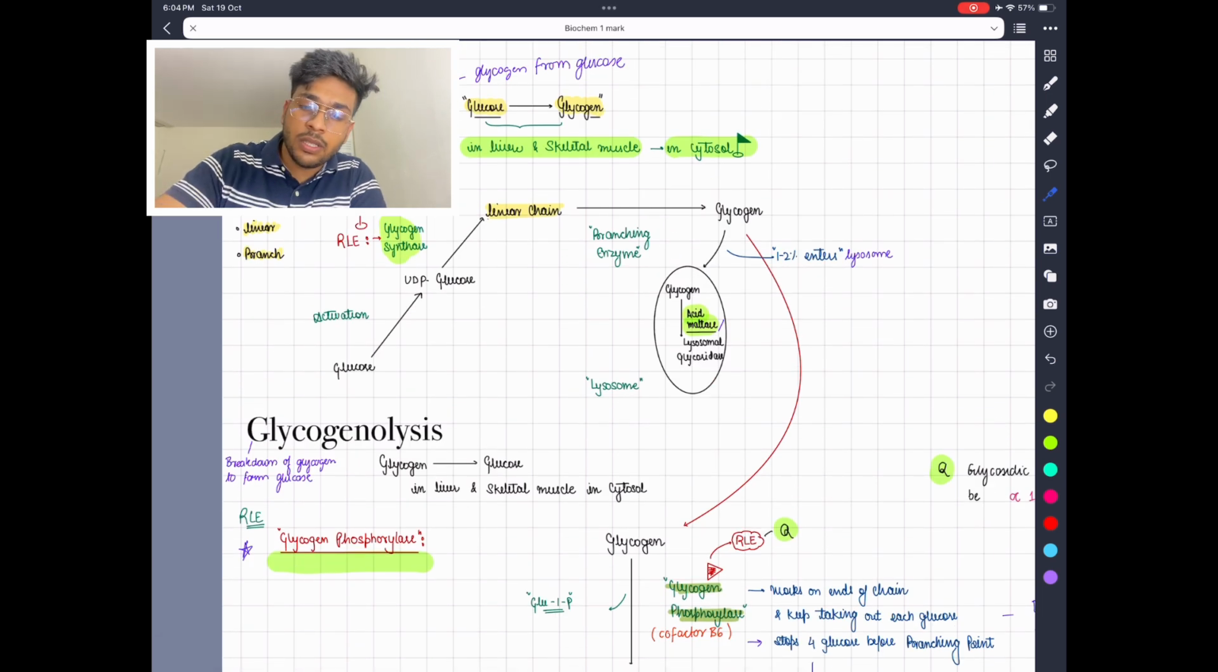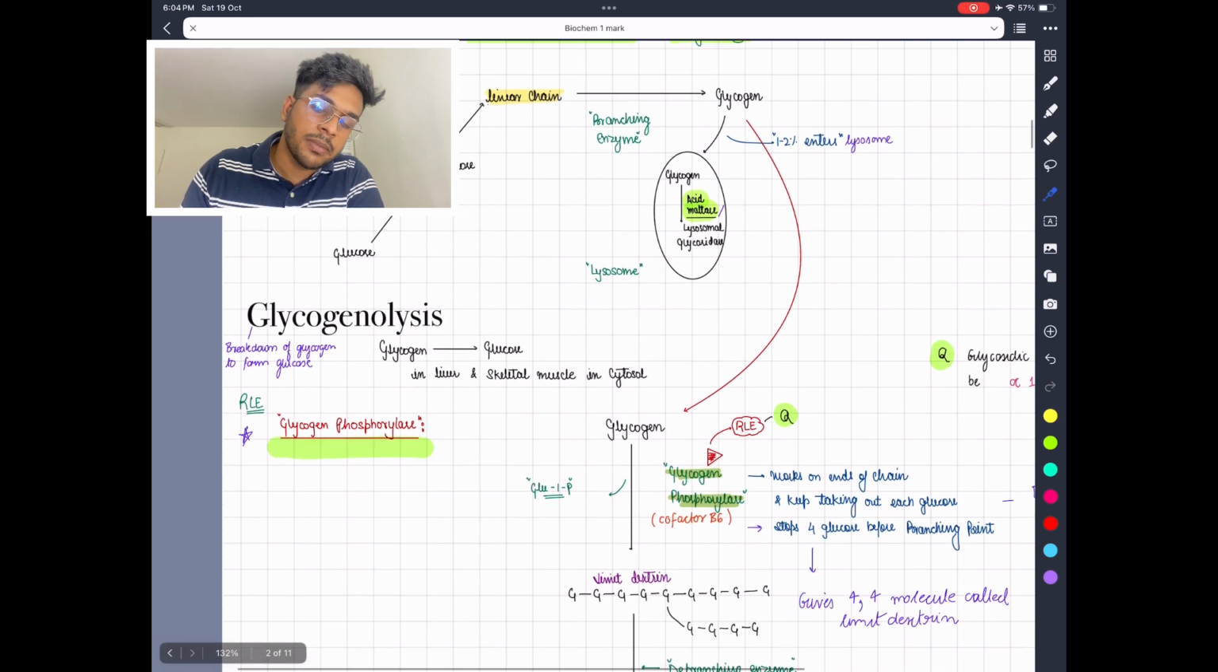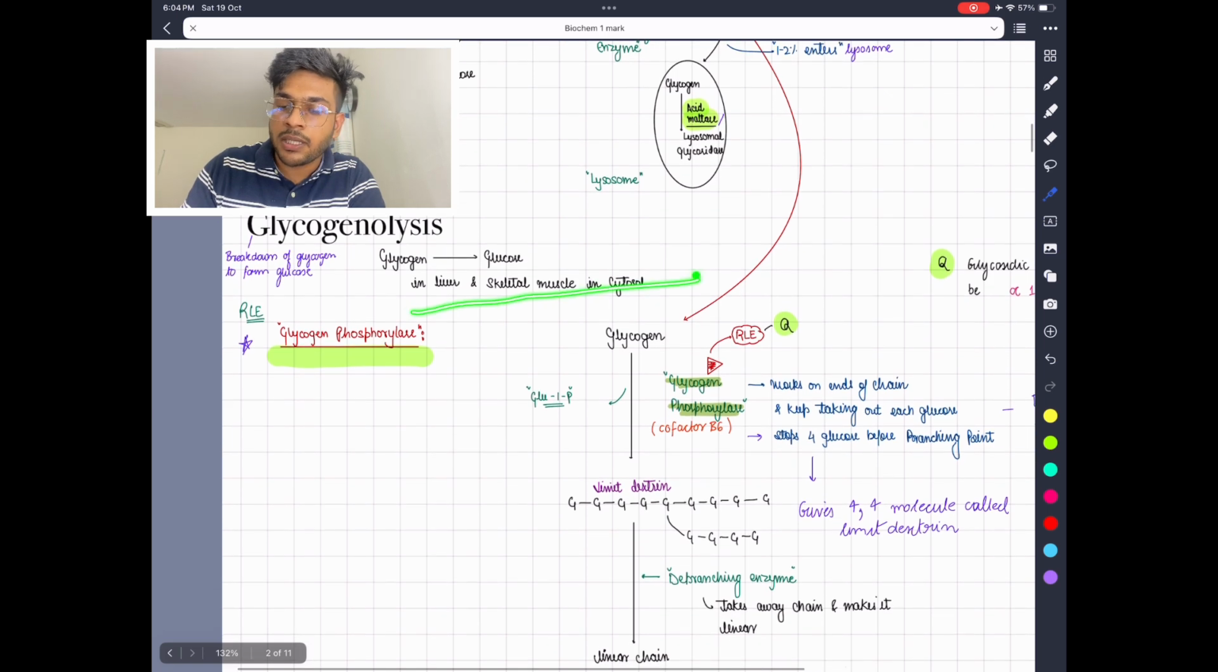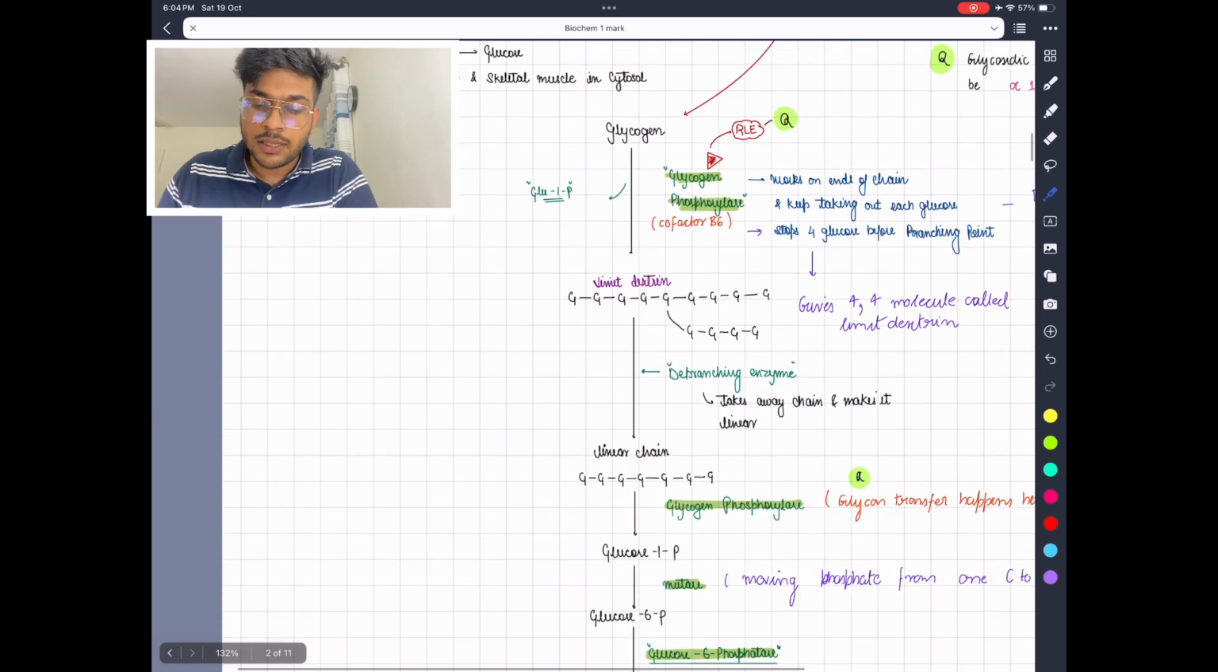Now, where is all this glycogenesis happening? It's happening in the liver and the skeletal muscles, in the cytosol of the liver and skeletal muscles. Same thing with glycogenolysis as well. It's happening in the cytosol of the liver and the skeletal muscles.